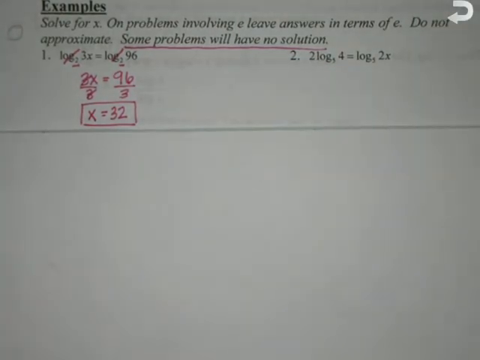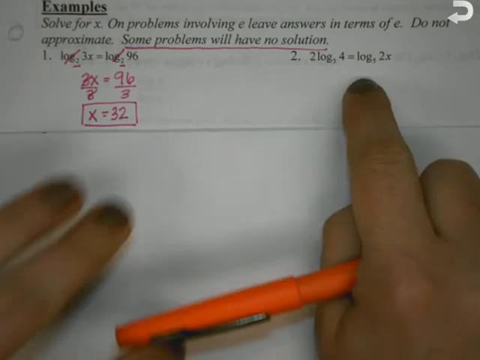Same idea as what we did in 8A. Now, though, we don't have to rewrite each of the logs as an exponent. We can just drop the logs if the bases are the same.